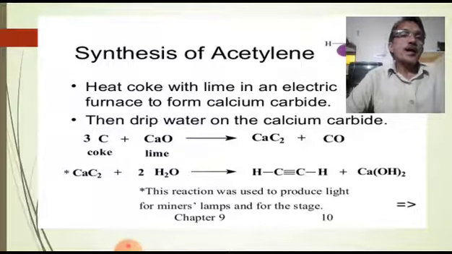Heat coke with lime in an electric furnace to form calcium carbide. When coke is heated with quicklime, that is CaO, in an electric furnace, it gives calcium carbide. This calcium carbide on hydrolysis gives acetylene. So this reaction was used to produce light for miners' lamps and for the preparation of acetylene gas.